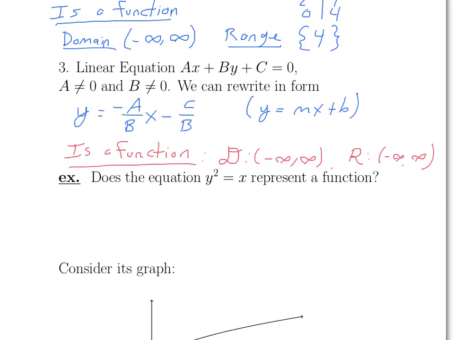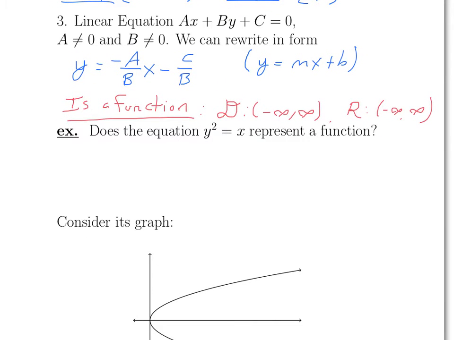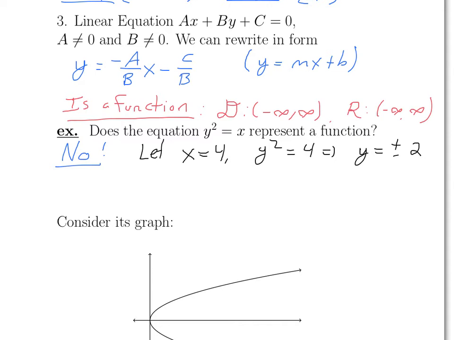All right. Does the equation y squared equal to x, is that a function? The answer is no, it is not. Why is that? Well, let's just try something. Let's let x equal to 4. Then y squared is equal to 4. So that means that y is equal to plus or minus 2, or the square root of 4. So that means I have the point (4, 2) and (4, -2).